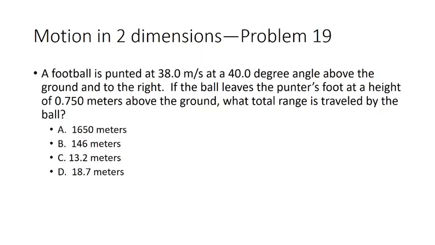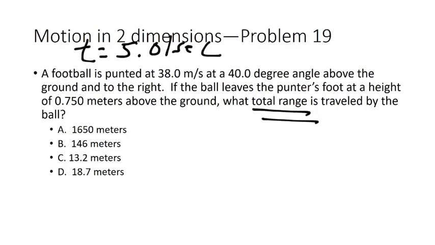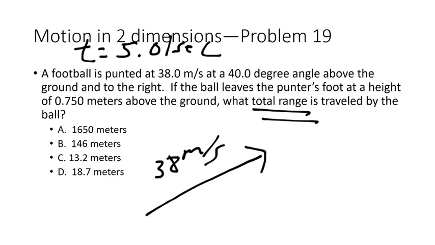All right, problem 19 is essentially the same problem. We have to remember from the previous problem that our total time in the air was 5.01 seconds. In this problem, we're looking for the range, the horizontal displacement. And we know that the horizontal displacement, the range, is determined by the initial horizontal component of the velocity, which is always constant. So we need to draw in our original vector, 38 meters per second, traveling at 40 degrees above the horizontal and to the right.